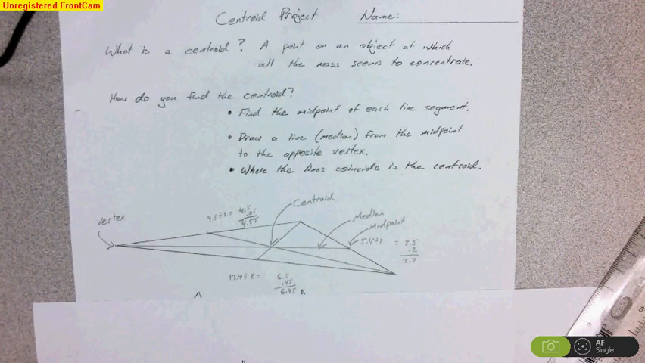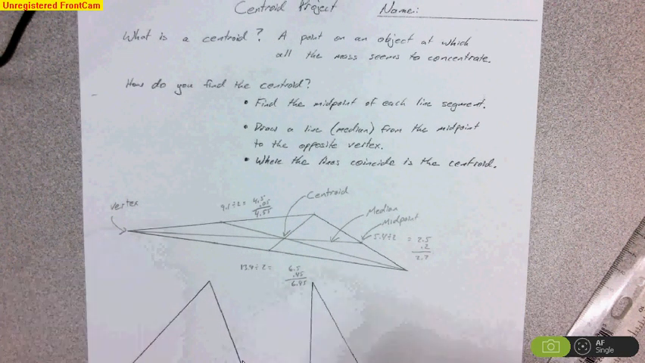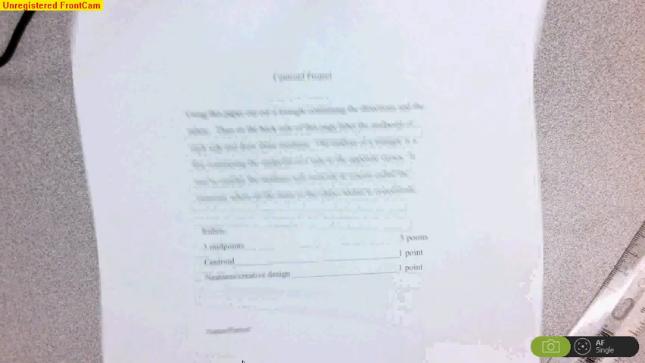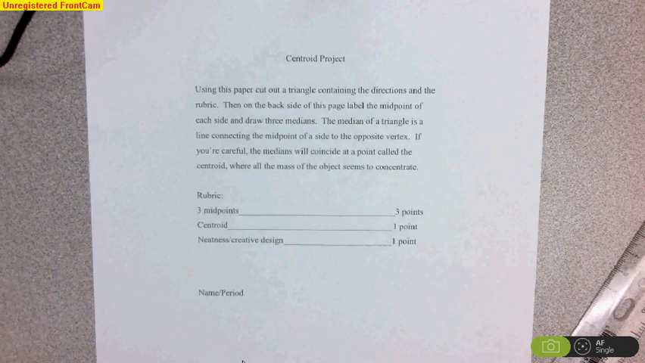Let's take a look at the problem that we're going to be seeing. We'll have a piece of paper that tells us what the centroid is about and what we should do. It says that using this piece of paper, we're going to cut out a triangle containing the directions and the rubric. Then on the back side of this page, we're going to label the midpoint, and on each side we're going to draw 3 medians, and from those medians we'll see that they connect together to make the centroid.